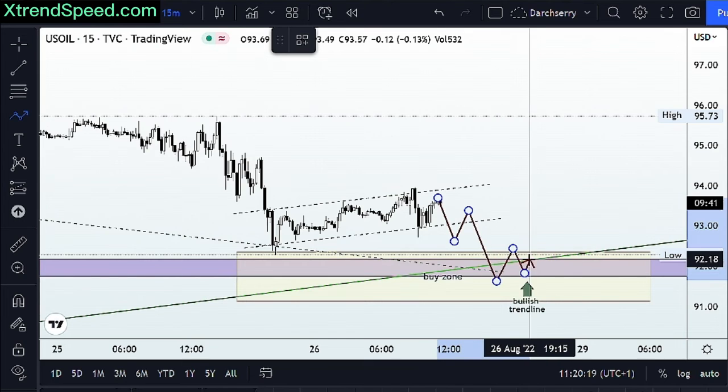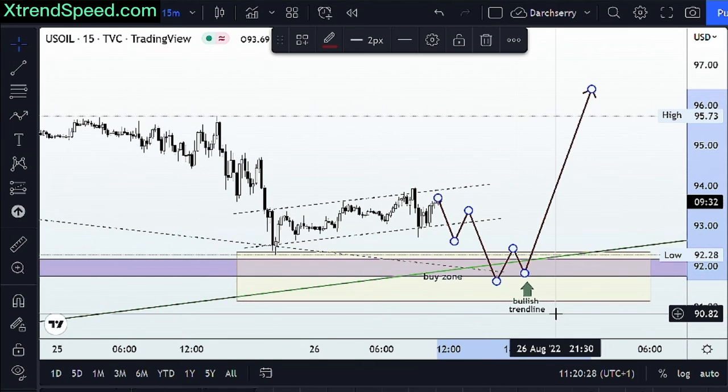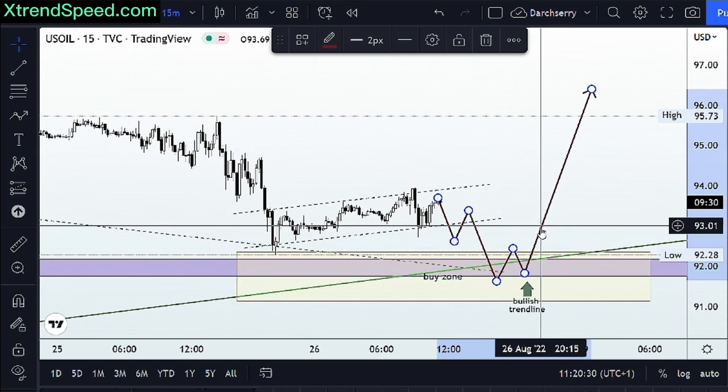where we want to be looking for a reversal pattern right around the $92 level, which we identified on Monday, and the breakout of that structure should give us a confirmation to join the rally to the upside. So that's one scenario we want to be looking forward to.